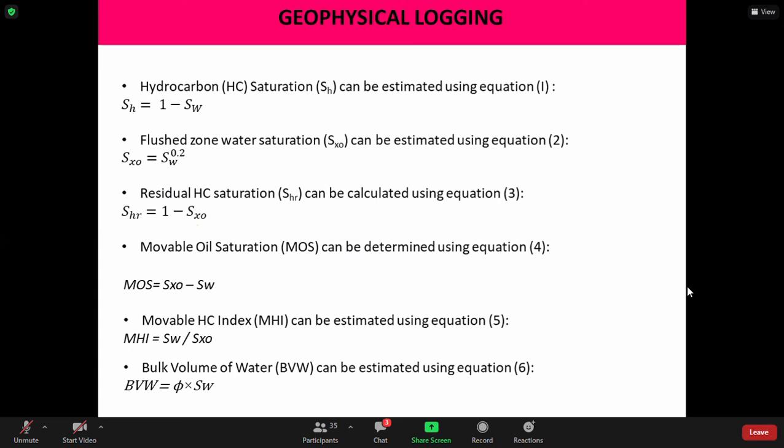Then we also have the bulk volume. So all these parameters could be estimated. Once we can determine our water saturation using Archie's equation, then all these other parameters could be estimated. I think this is part of the assignment I gave you.